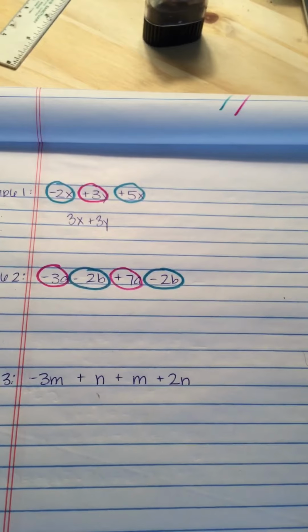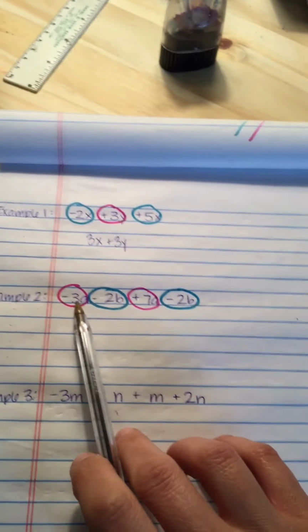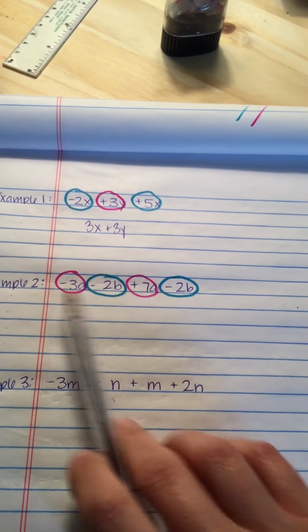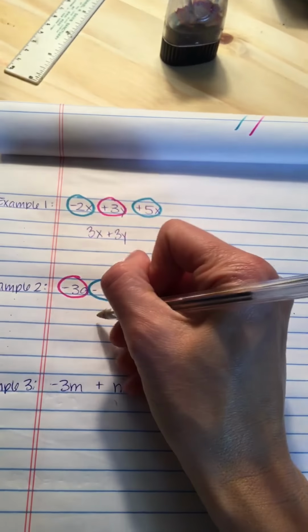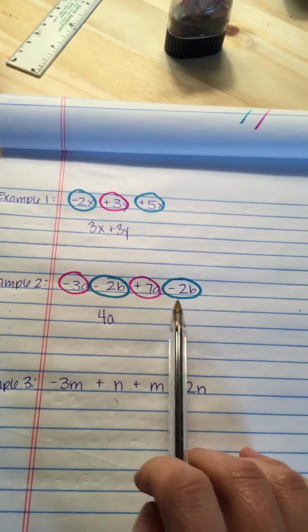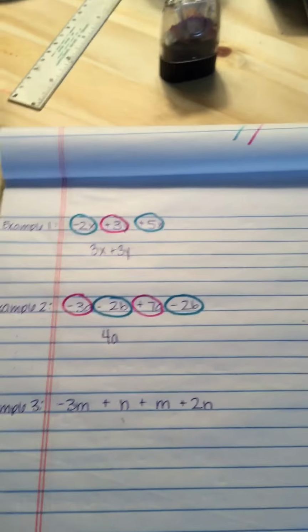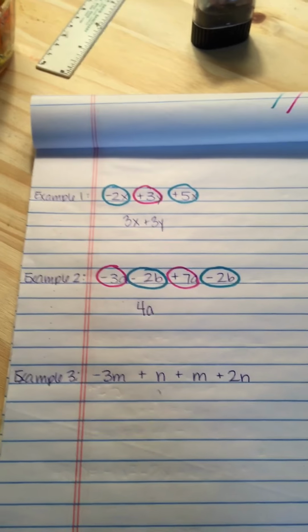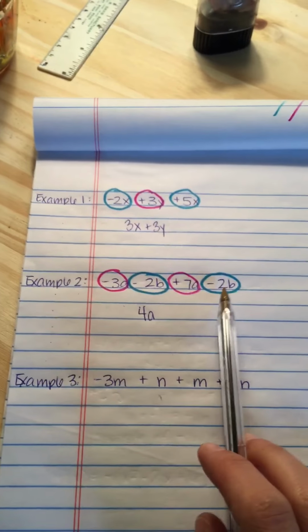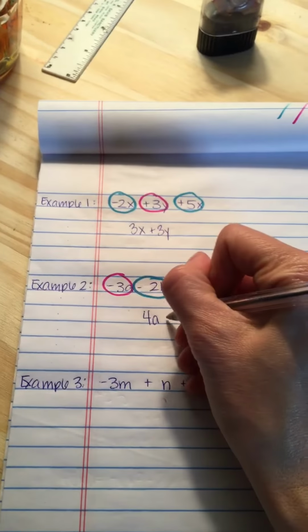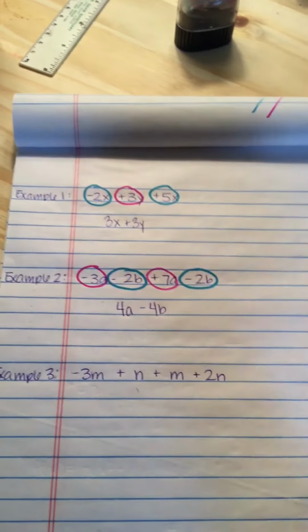Now I'm going to combine, remembering those integer rules. So I have negative 3a plus 7a, which is the same thing as saying 7a minus 3a, which equals 4a. So we're finding the difference when it's a split. And then I have a negative 2b and another negative 2b. So remembering our number line, that means we'd be going to the left another 2. So we're going to be adding the values but keeping the sign. So we have 2 plus 2 equals 4, and we're keeping that sign. So it's going to be a negative 4b.